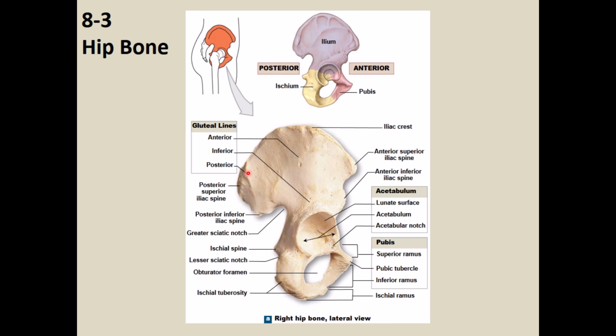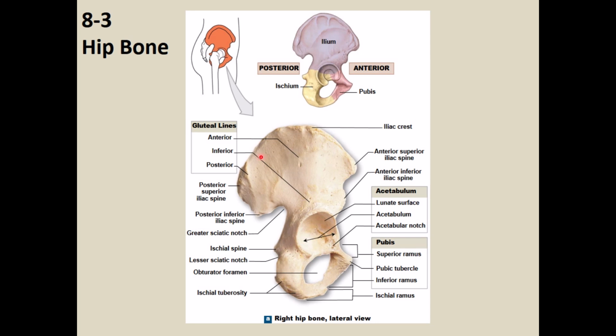You also have some lines. These are the gluteal lines, this one and this one all the way. This is where the gluteal muscles attach. Acetabulum itself is made of all 3 different bones. So ilium, pubis and ischium together make the acetabulum.